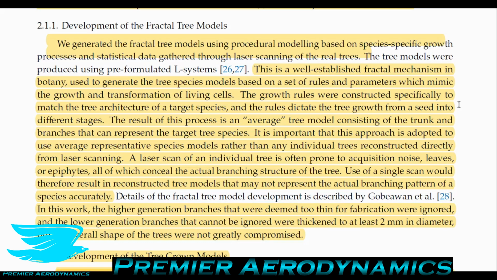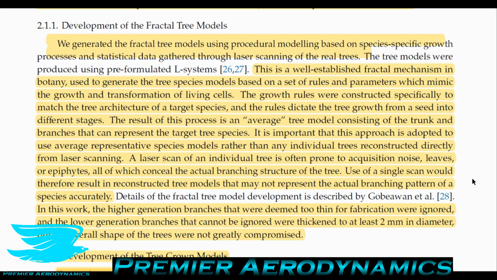They say it's important that this approach is adopted to use average representative species models rather than any individual tree reconstructed directly from laser scanning. A laser scan of an individual tree is often prone to acquisition noise, as I mentioned earlier, leaves or epiphytes, all of which conceal the actual branching structure of the tree. I haven't done scanning for about 2 years now, so I don't know how much it's improved since then. And this paper was actually done around the same time that I was last doing scanning. And even back then, you were going to get patches in your model.